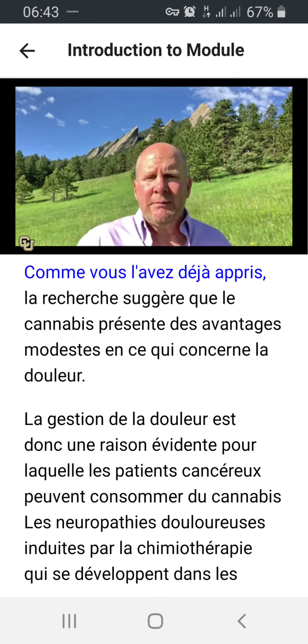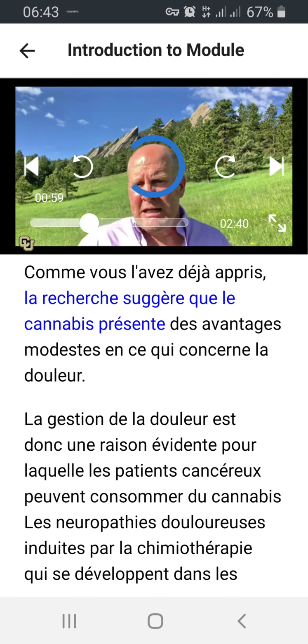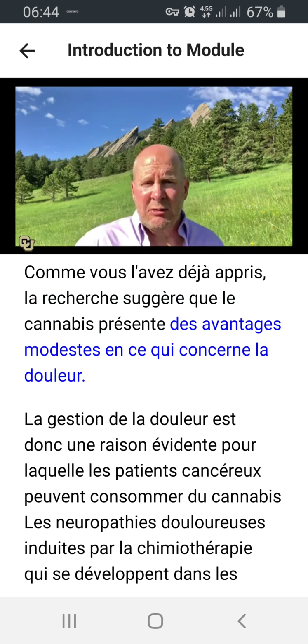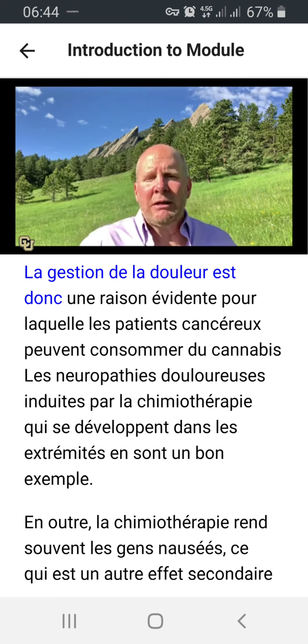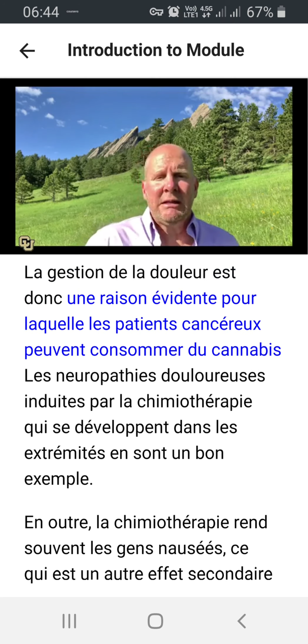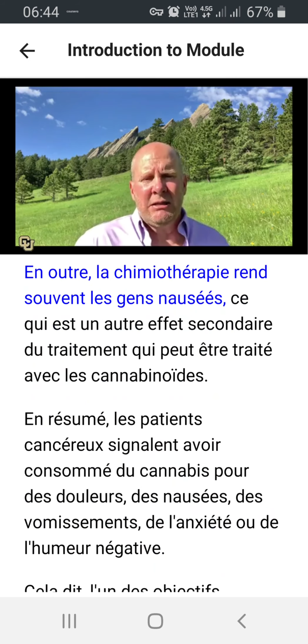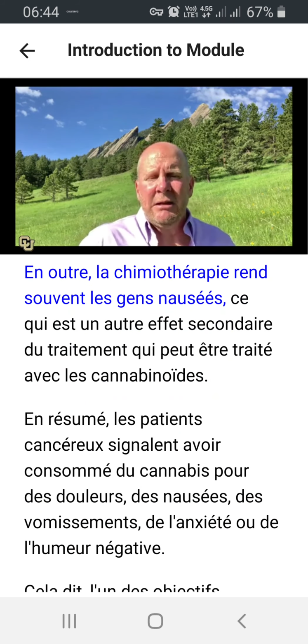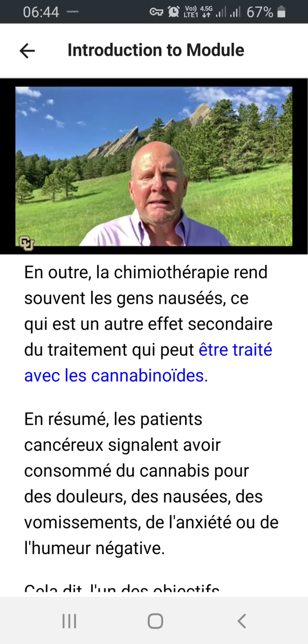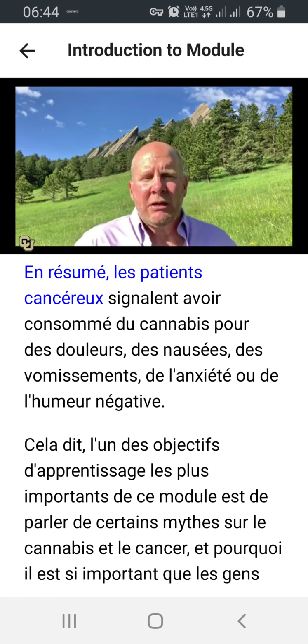As you already learned, research suggests that cannabis has some modest benefits with respect to pain. So pain management is one obvious reason that cancer patients may use cannabis. The painful chemotherapy-induced neuropathies that develop in the extremities is a good example of this. In addition, chemotherapy often makes people nauseated, which is another treatment side effect that may be addressed with cannabinoids. In a nutshell, cancer patients report using cannabis for pain, nausea, and vomiting, and anxiety or negative mood.